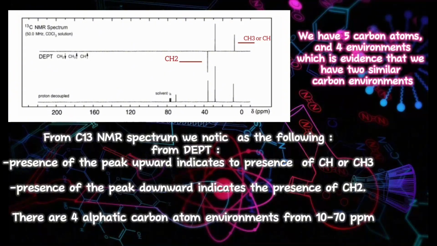A downward peak is evidence of the CH2 environment, and an upward peak indicates either CH or CH3. We have 4 peaks, evidence of 4 different carbon environments, and we have 5 carbons, which is evidence of the presence of a similar environment.